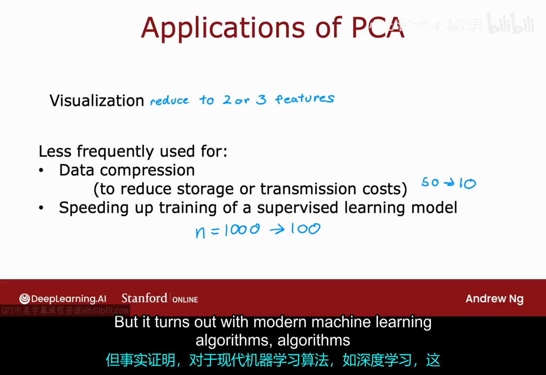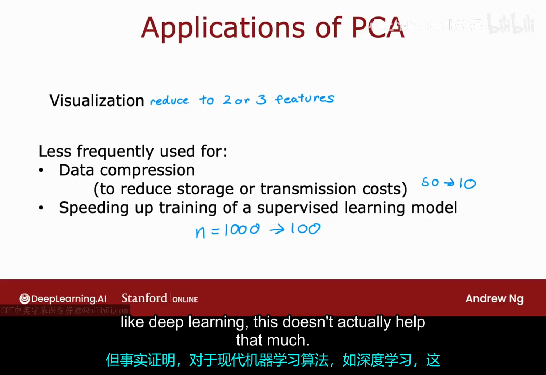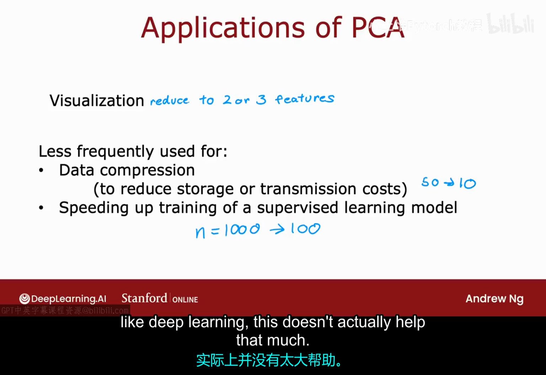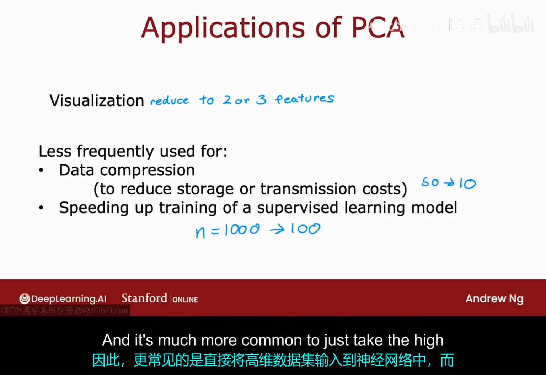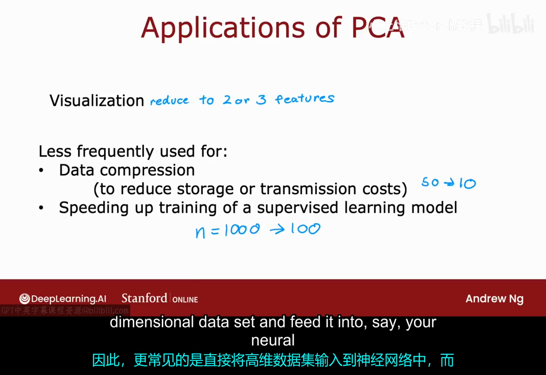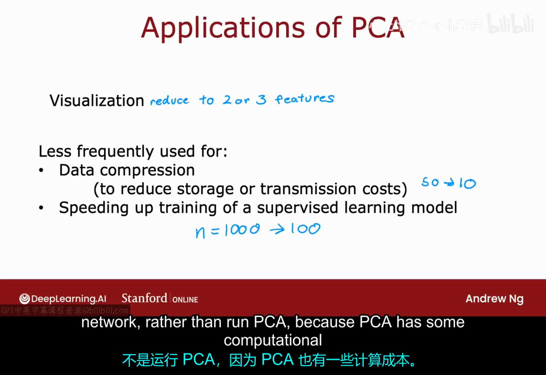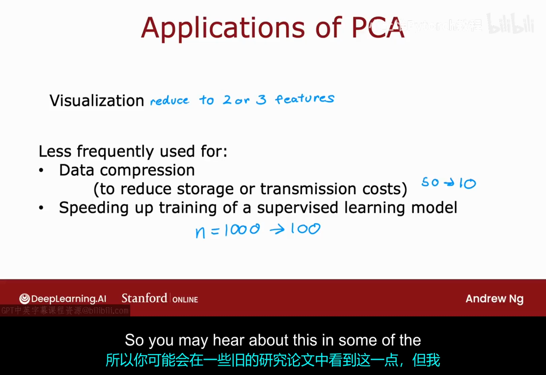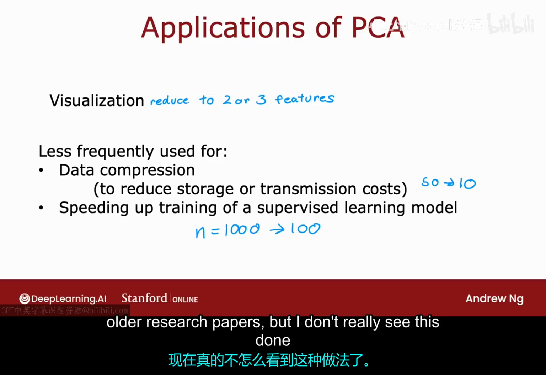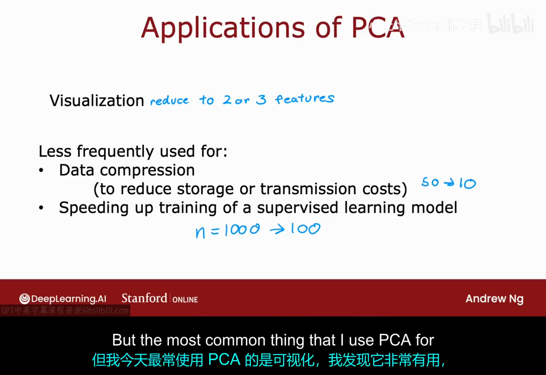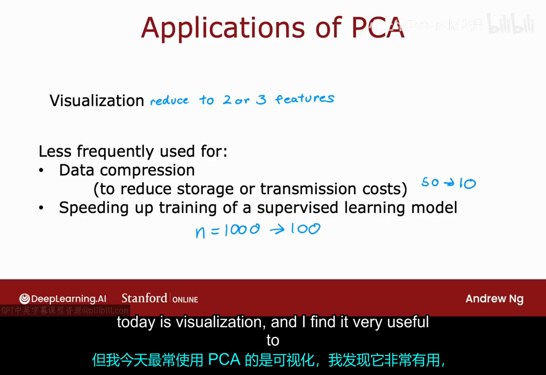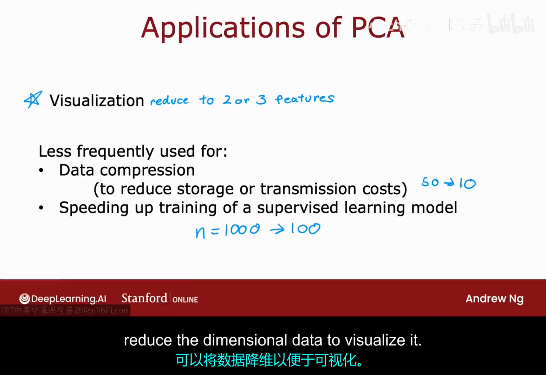But it turns out with modern machine learning algorithms like deep learning, this doesn't actually help that much. And it's much more common to just take the high dimensional data set and feed it into, say, your neural network, rather than run PCA, because PCA has some computational costs as well. So you may hear about this in some of the older research papers, but I don't really see this done much anymore. But the most common thing that I use PCA for today is visualization, and I find it very useful to reduce the dimensional data to visualize it.